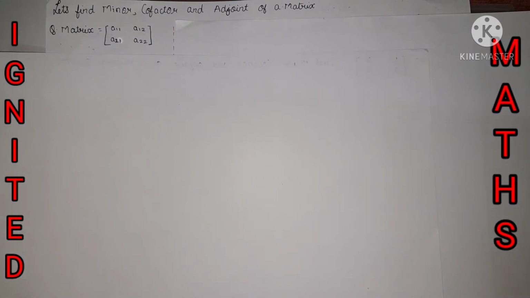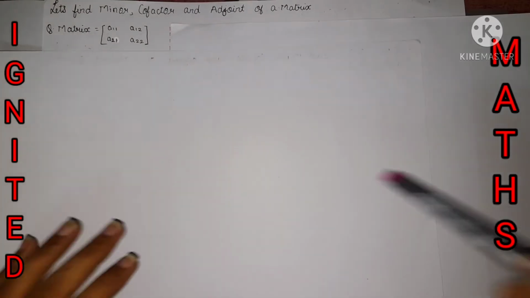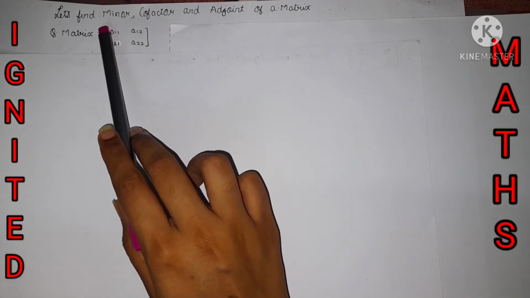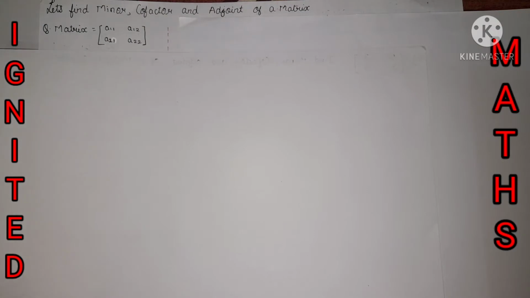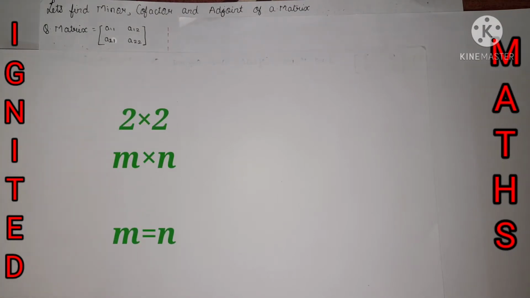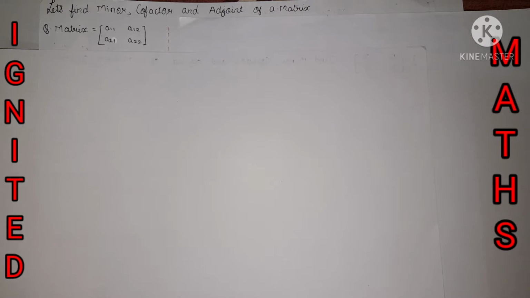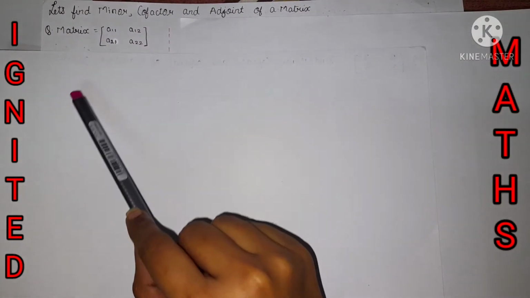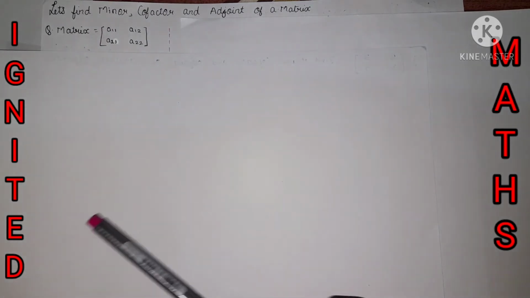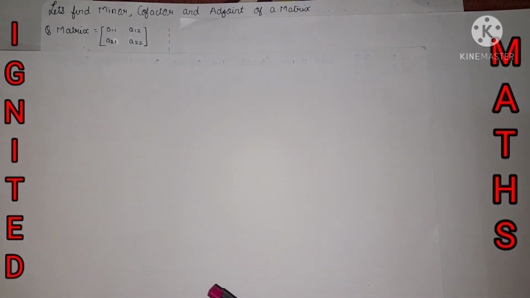Related to the Aij term, I have already posted a video. I have given a brief explanation about it, so go through it so the concept will be even more clear. Here the matrix given is 2 cross 2 because it contains 2 rows and 2 columns. The m and n values are equal, so it is a square matrix, which has a determinant. To find the minor, cofactor and adjoint, we need to find them for each and every element. So there are 4 elements in total, so we will get the minor of 4 elements, the cofactor of 4 elements and even the adjoint.